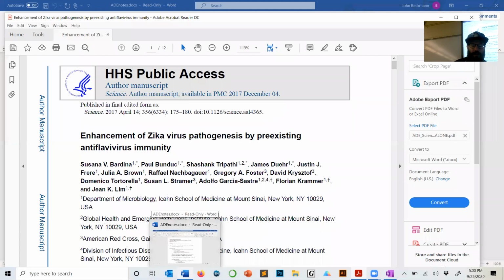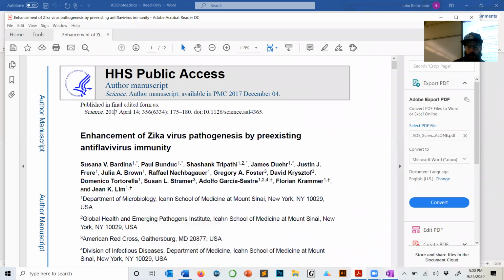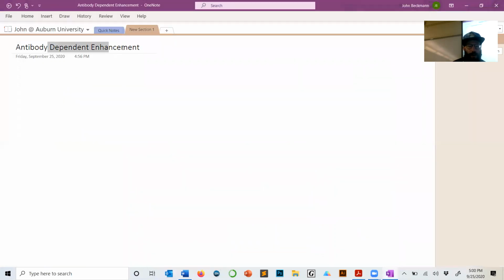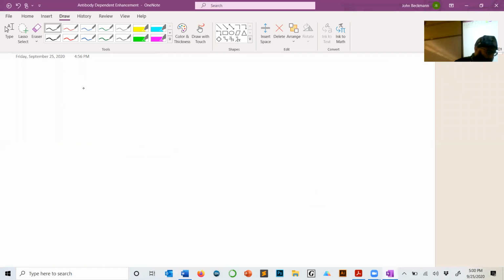But this is a really good paper, I feel like, and it's an easy paper to read. It's an easy paper to understand, so I feel like this is a much better paper to lead the discussion on antibody-dependent enhancement as opposed to the other paper, which was originally assigned.